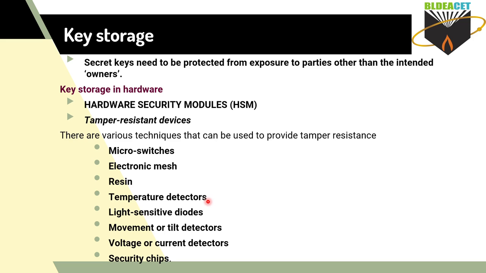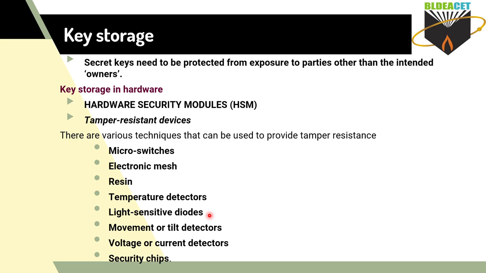Temperature detectors. Temperature detectors detect variation in the temperature. If there is a variation in the module temperature, it indicates someone is trying to tamper with that device. Or light sensitive diodes, which are sensors we use. If anyone tries to tamper with or touch that device, these light sensitive diodes will give an alarm.